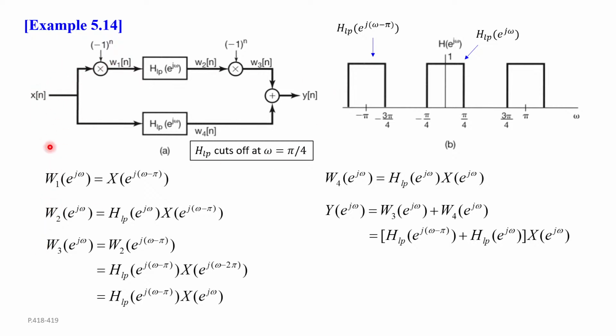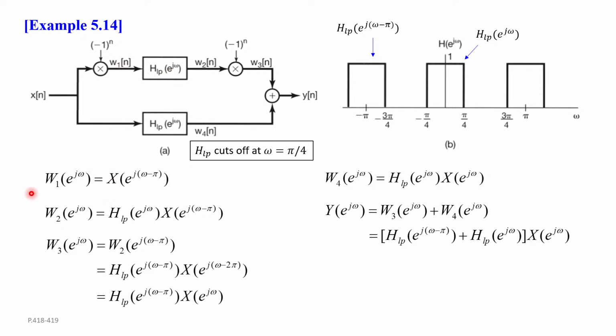So here, let's go through this slowly. First, x of n goes through this (-1)^n, and this is a frequency shifting operation. In the frequency domain, you will shift big X of e^(jω) to X of e^(j(ω - π)), because (-1)^n is e^(jπ) to the n. Everything about this is a frequency shift, and a frequency shift of plus π or minus π is the same. We say minus π here.